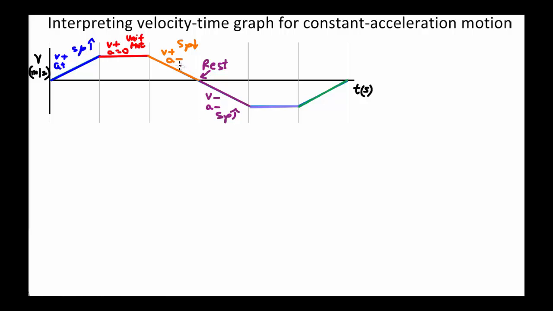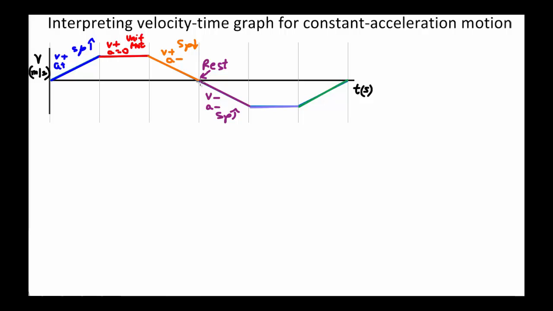Another clue here is that before the object came to a rest, it was moving in the positive direction. Remember, positive velocity means motion in the positive direction. And then right after it came to a rest, it started moving in the negative direction because I've got negative velocity, which means I'm moving in the negative direction.